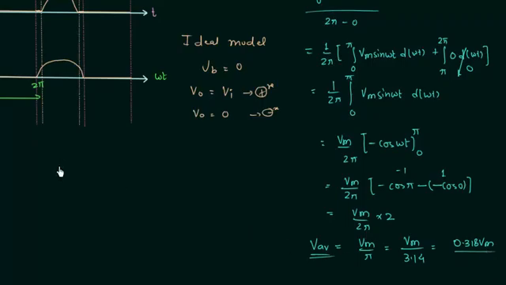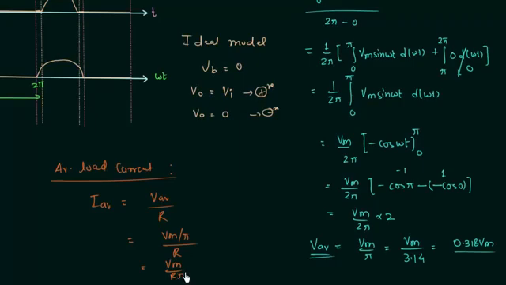Now I will derive the expression for average load current. I will use the expression of average output voltage. Average load current, I average, is equal to V average divided by R, where R is the load resistance. V average is equal to Vm divided by pi, divided by R. So this is equal to Vm by R pi. Vm by R is Im, the maximum value of load current. So we have Im divided by pi as the value of average load current.